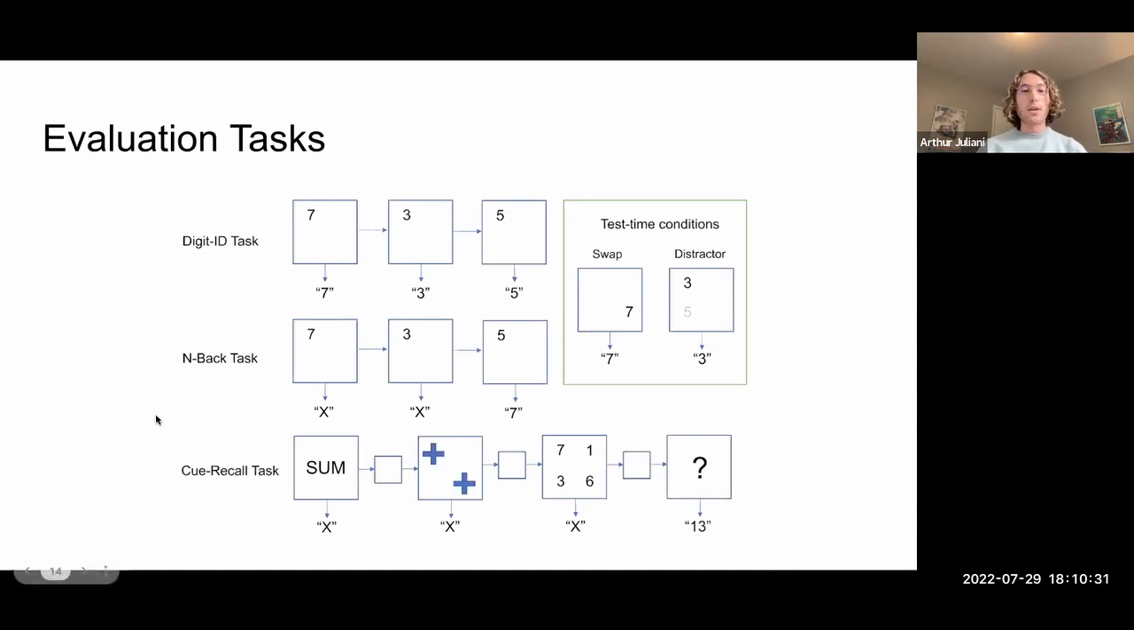Lastly, we have a more complicated Q recall task where a simple arithmetic operation like sum, min, or max is first presented at the beginning of the trial, followed by a mask, followed by a set of 4 digits, and then a prompt to provide the answer or the response. So in this case, the sum is between the upper left and the bottom right quadrants. This results in the correct answer being 7 plus 6, which is then 13.